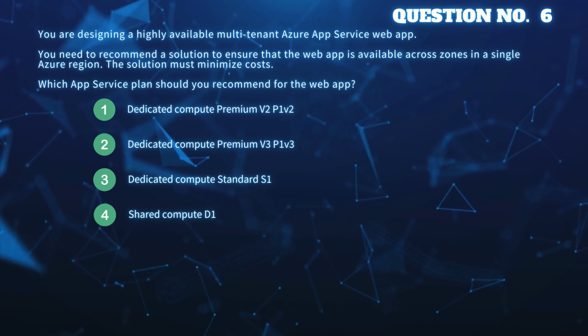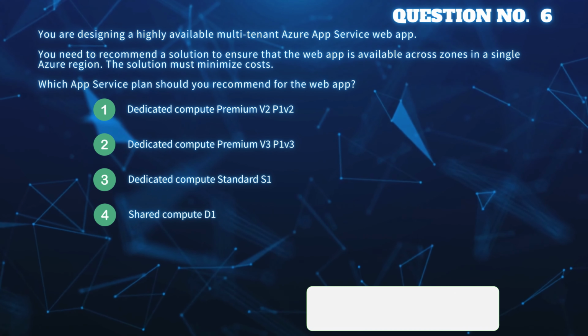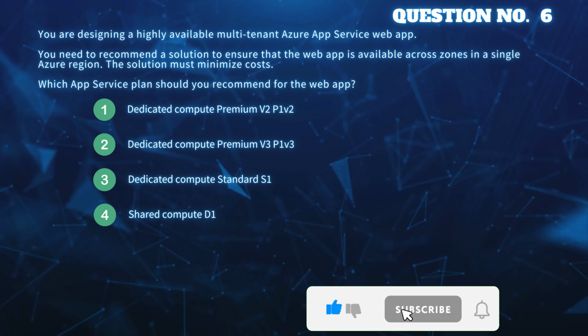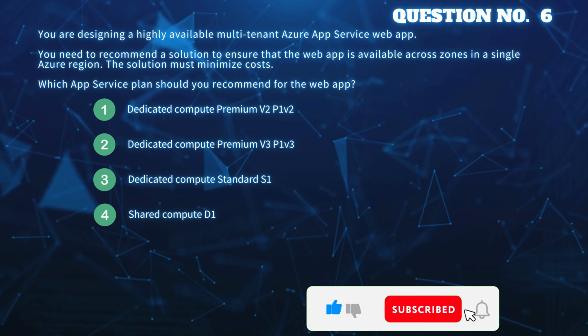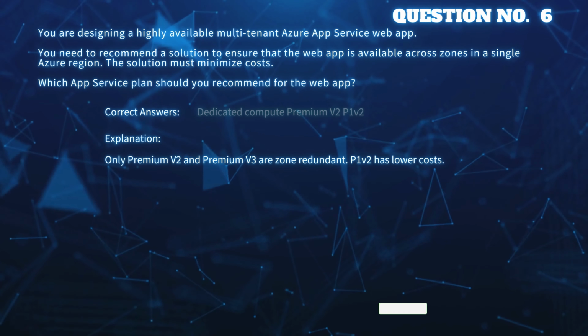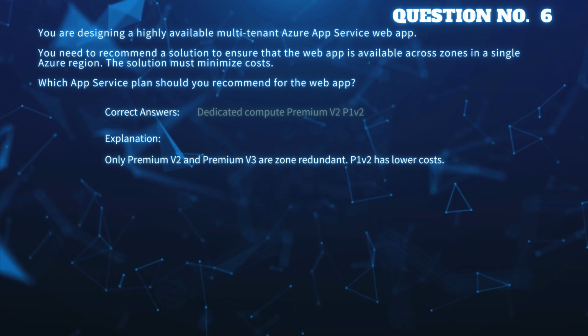Option 1, Dedicated Compute Premium v2 P1 v2. Option 2, Dedicated Compute Premium v3 P1 v3. Option 3, Dedicated Compute Standard S1. Option 4, Shared Compute D1. Correct answer, Dedicated Compute Premium v2 P1 v2.